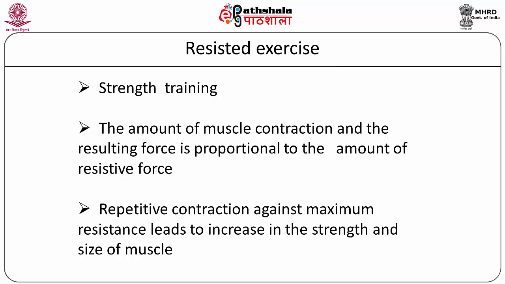The main effects of resisted exercise are strengthening and hypertrophy of muscle. Therefore, this type of exercise is also known as strength training. The strength and size of a muscle increases when it works against a resistance. The amount of muscle contraction and the resulting force is proportional to the amount of resistive force. In other words, the more the resistance, the more the force, and the more the contraction of muscle.